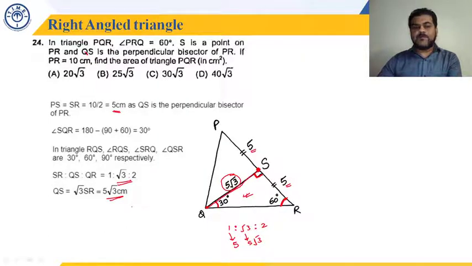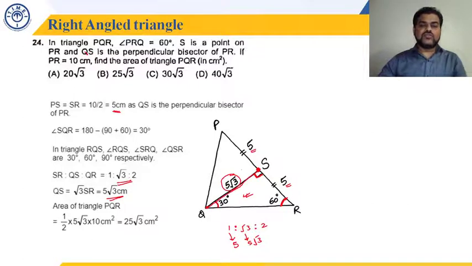5√3. Fine. Now for finding the area of triangle PQR, I can use the formula half into base into height. So the area of triangle PQR is half into base. Take PR as the base, then QS will be the height. So half into base into height. When you calculate that, you will get 25√3. Okay. So the answer is 25√3.